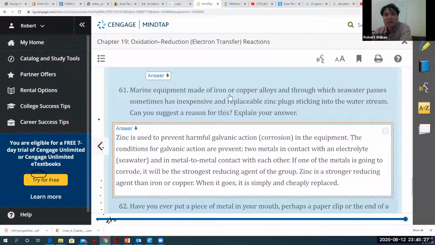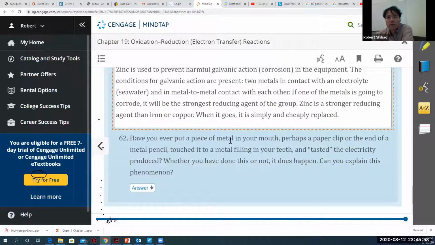Galvanized iron is when you take an iron nail or a piece of iron and coat it with molten zinc, and the molten zinc will solidify, so it's zinc coated iron. If an oxidizer comes along, the oxidizer has a choice. It can oxidize the zinc or it can oxidize the iron. Well, it's going to pick the zinc. It's easier to oxidize. So zinc is a stronger reducing agent than iron or copper, and it's cheap.